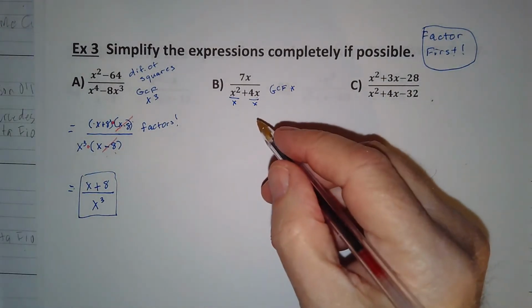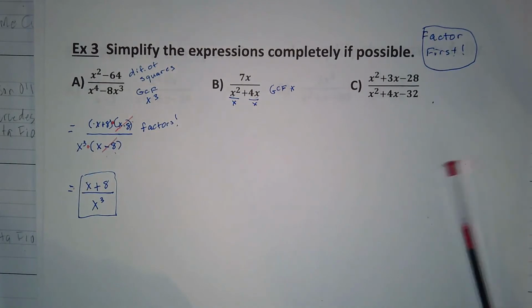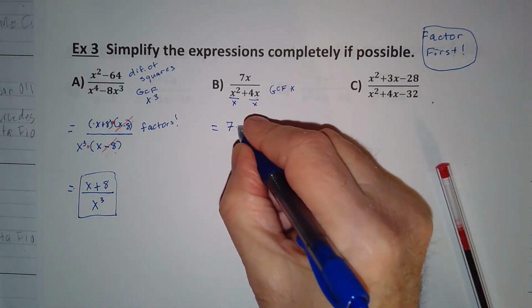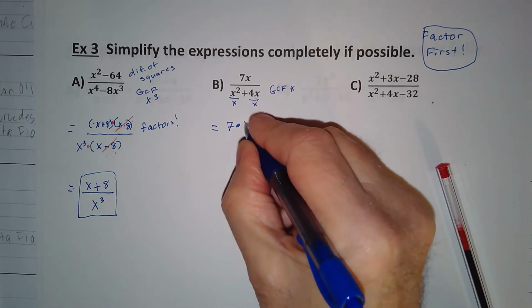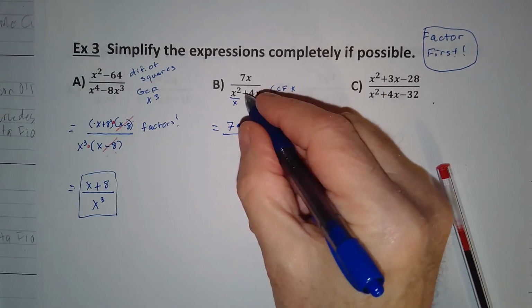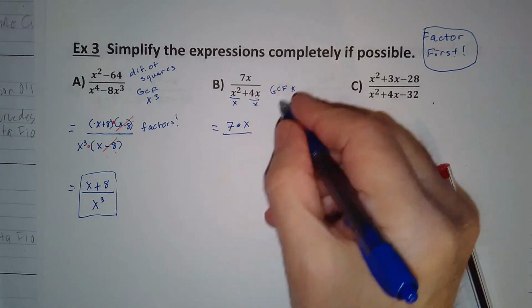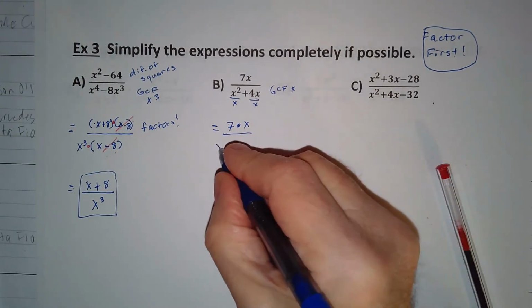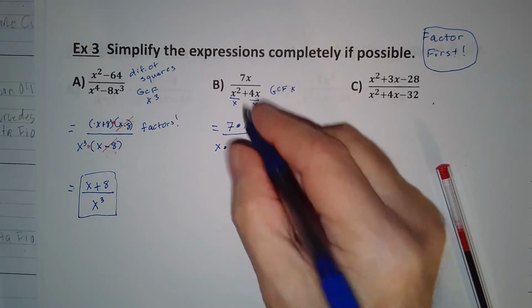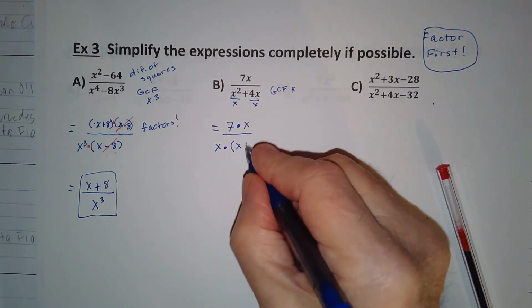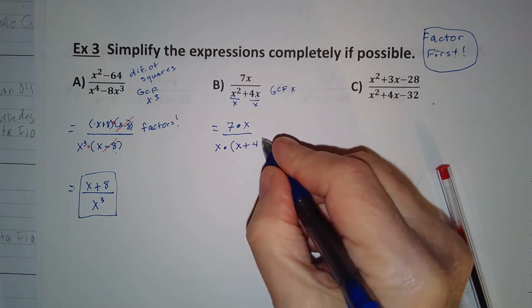Then you can see where we're going with this. So I'm going to rewrite this as 7 times x in the numerator, and in the denominator I'm factoring out this x, so I'm going to have x times, and then I'm left over with an x plus 4.